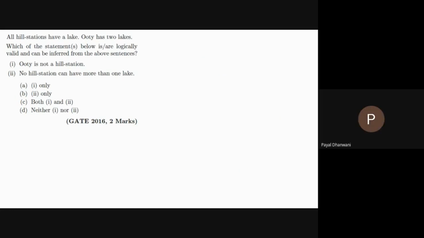Sir, option D. Okay, yes, that's correct. Simple question, very simple question I will say, but asked for 2 marks. All hill stations have a lake. Yes, so all the stations will be having a lake.